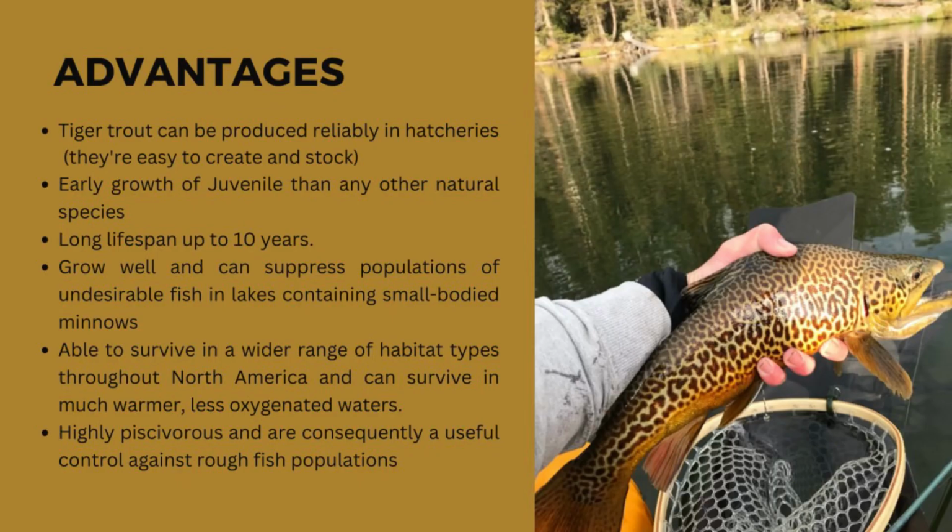Next are the advantages of introducing the tiger trout. Tiger trout can be produced reliably in hatcheries, as they are easy to create and stock. Tiger trout also have earlier growth of juveniles than any other natural species. They also have a long lifespan of up to 10 years. Tiger trout also grow well and can suppress populations of undesirable fish in lakes containing small-bodied minnows.